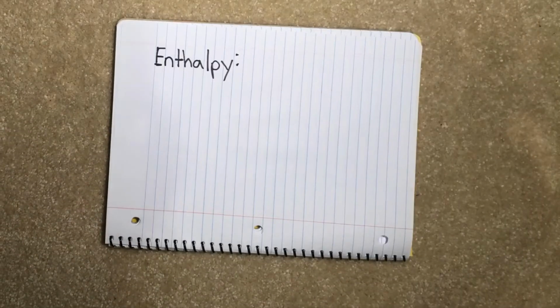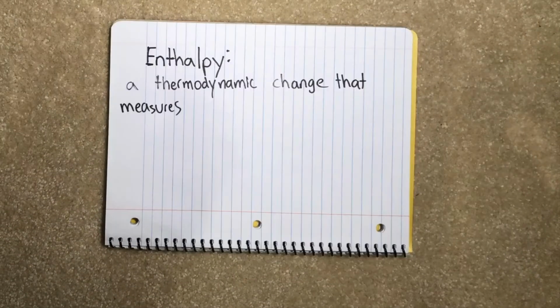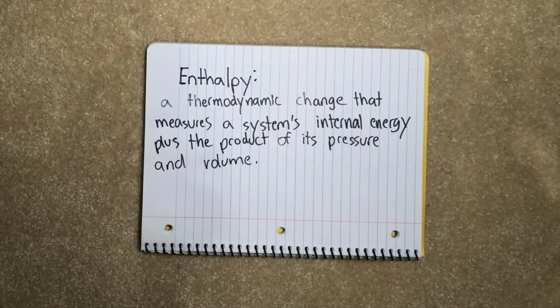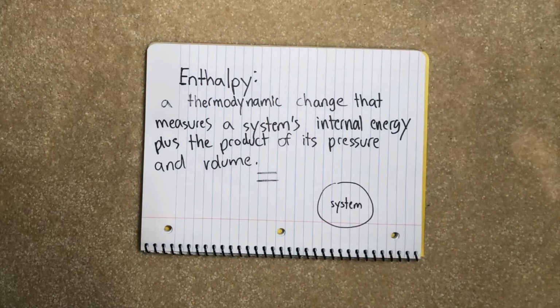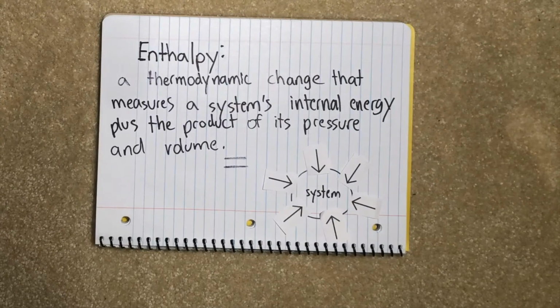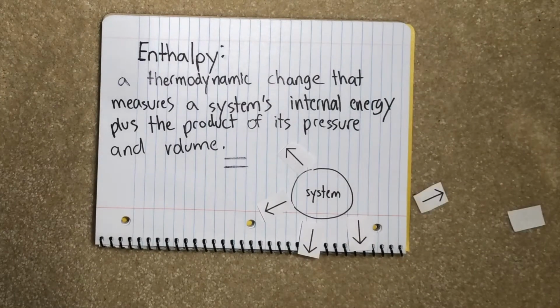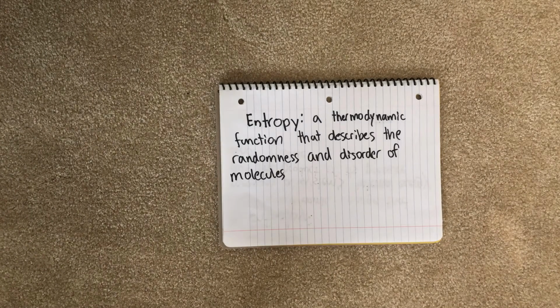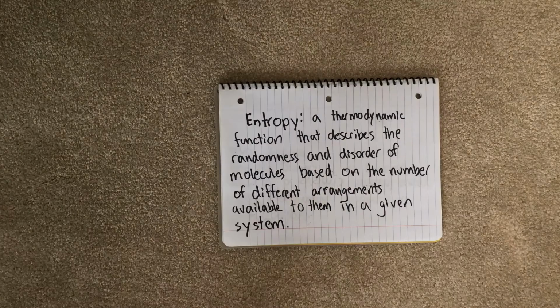Let's first review what enthalpy is. Enthalpy is a thermodynamic change that measures a system's internal energy plus the product of its pressure and volume. In simpler terms, it is energy absorbed or released from a system. In a system with constant volume and pressure, the energy absorbed or released is equal to the change in enthalpy. Entropy is a thermodynamic function that describes the randomness and disorder of molecules based on the number of different arrangements available to them in a given system.